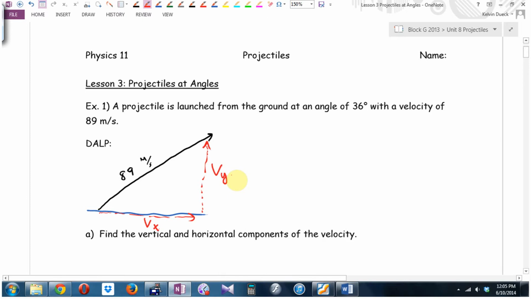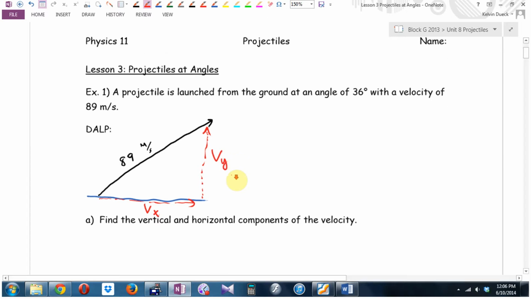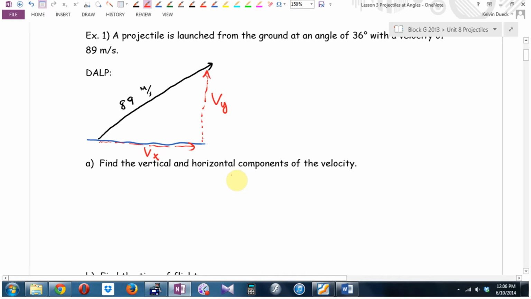That's really the only difference. And you know what? I'm never going to use that 89 again. Once I find the components, that 89, as far as I'm concerned, I'm not going to plug it into any equation, and that's a temptation. Kids want to use the 89. No, I don't use a slanty because none of my equations work for slanties. They work for verticals and horizontals. So I wrote here part A, find the vertical and find the horizontal components of the velocity.